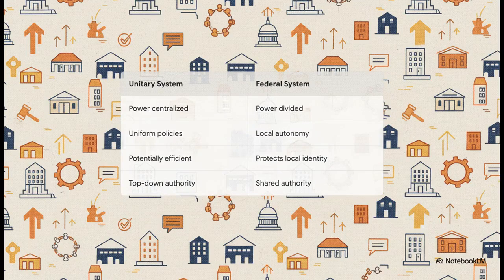So you can see the trade-off here. Unitary systems, they can be super fast and decisive. Everyone follows the same set of rules. Federal systems might be a bit slower, but they're great at protecting local differences, and they can act as a built-in check on the central government's power. One isn't automatically better than the other. It really just depends on what a country needs and values most.